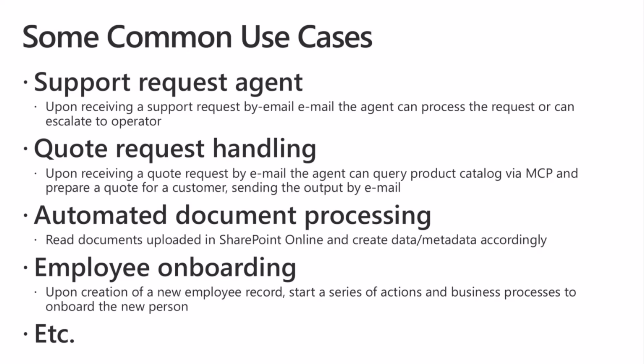Some use cases could be, for example, that you want to create a support request agent, and whenever there is a new support request email sent to a specific email address, you want to trigger an agent and make the agent try to give a proper answer to the user without waiting for a real human being, or you can escalate to an operator in case the agent is not able to provide a proper answer to the user. Because remember, artificial intelligence is here to help, but still we need human beings.